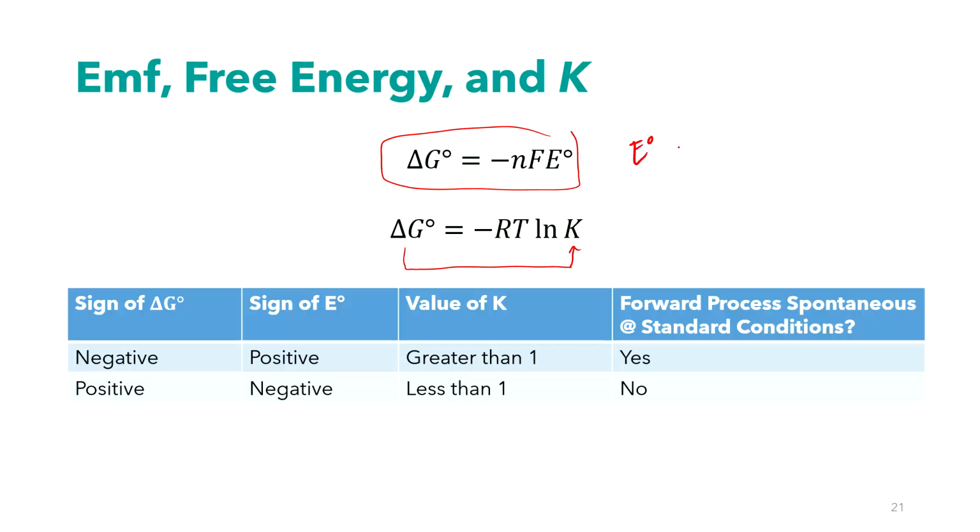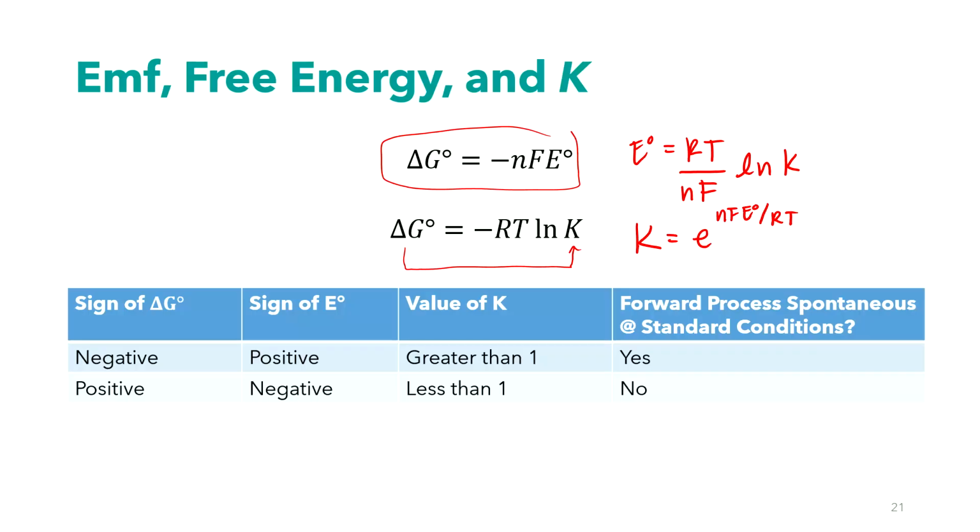I have our standard cell potential equals RT over nF times the natural log of K, or if I wanted to solve for K, we could also write it this way. Okay? And then I just have a table summarizing all the big items here.